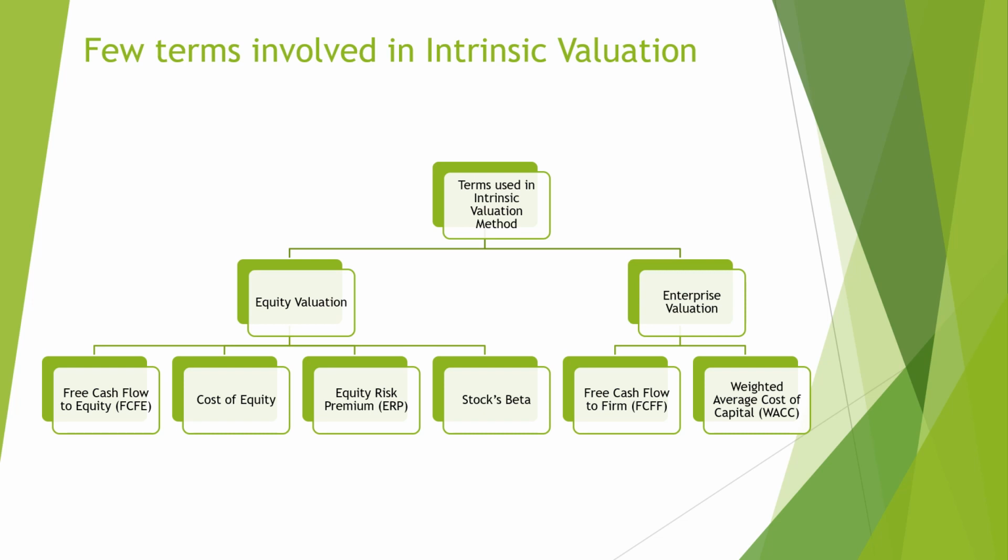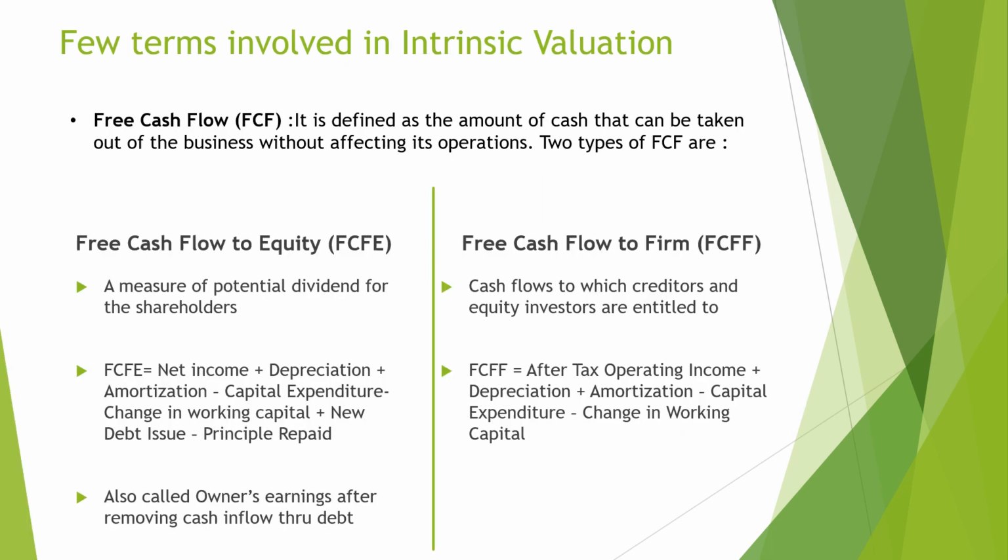That is free cash flow to equity, cost of equity, equity risk premium, and stock's beta. And what do these terms mean? We'll see in the subsequent slides. And similarly for enterprise valuation, we have free cash flow to firm, and then we have something called weighted average cost of capital, also known as WACC in business parlance. So we'll be talking about each of the terms in detail.